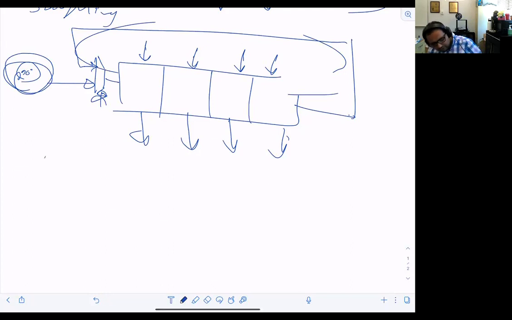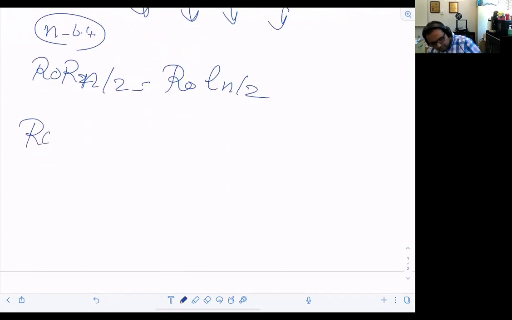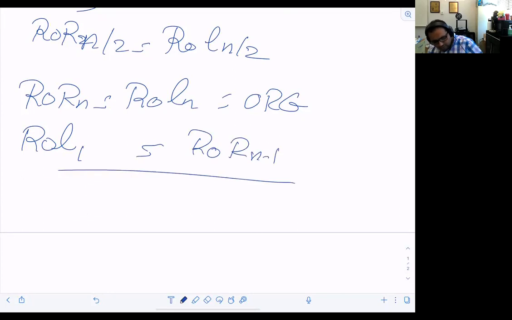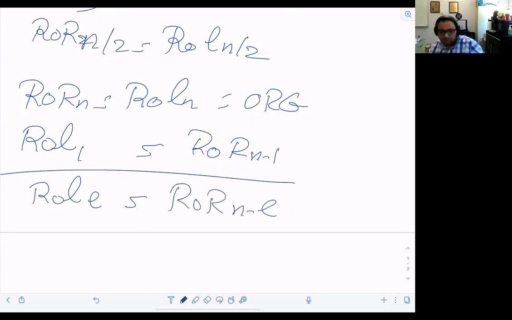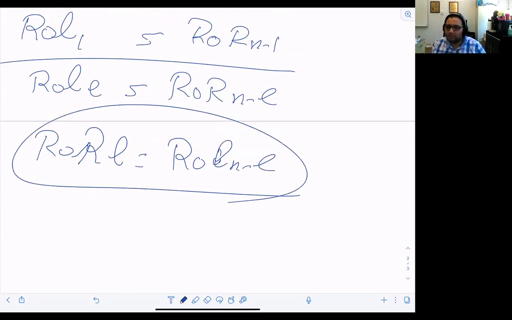We discussed that. For instance, if you have an n-bit register, then rotate right n/2 is equal to rotate left n/2, right? Then rotate right n equals rotate left n equals the original. And then also we said rotate left 1 is equal to rotate right n minus 1. So rotate left L is equal to rotate right n minus L, and so on. And rotate right L is rotate left n minus L. We came to this conclusion last time, right? Everybody agree?